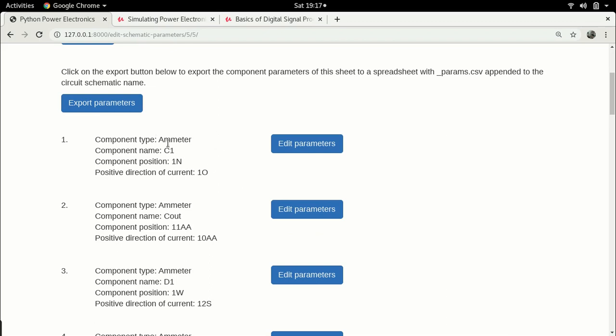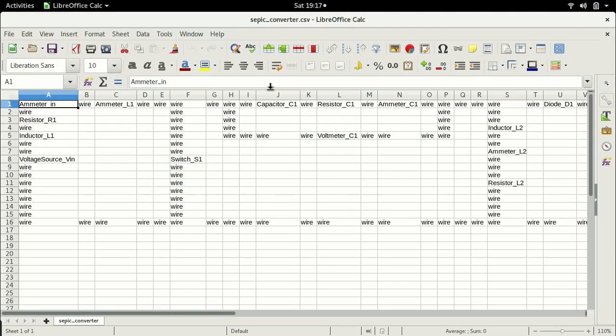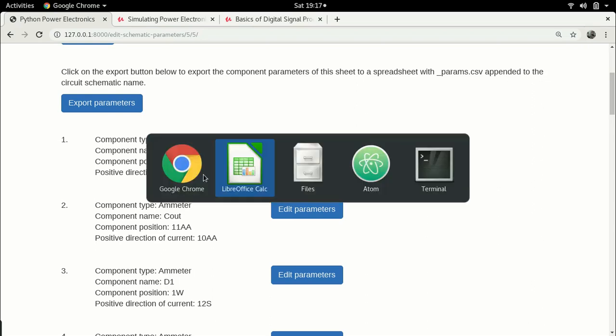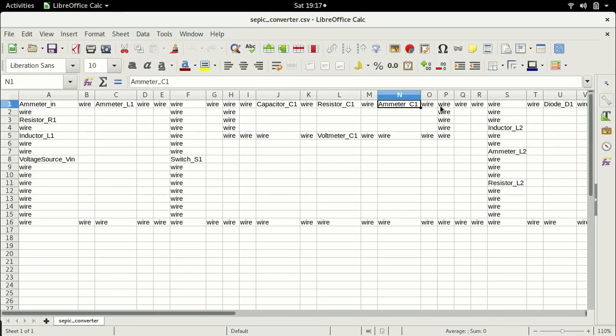First, we have the ammeter C1 at one end. Let's go look for that. This is ammeter C1 at one end and the direction is 1 0. Let's go have a look. The direction is 1 0 towards the right.